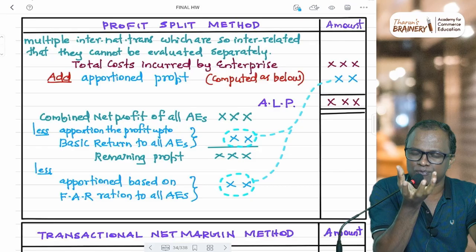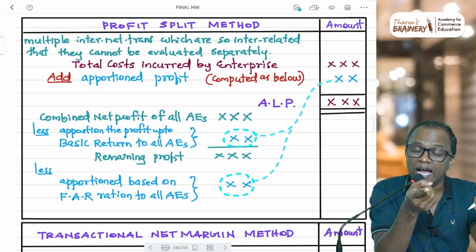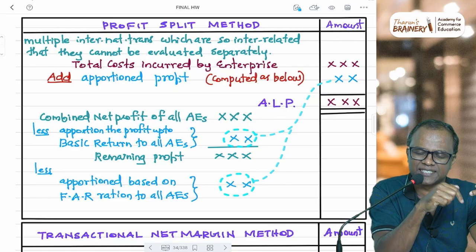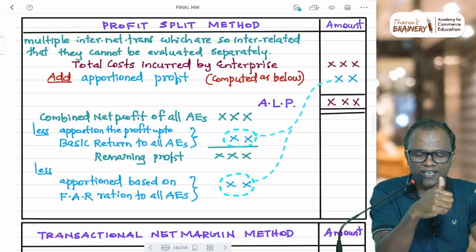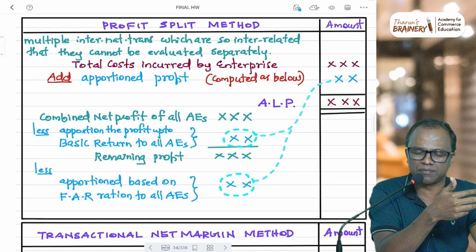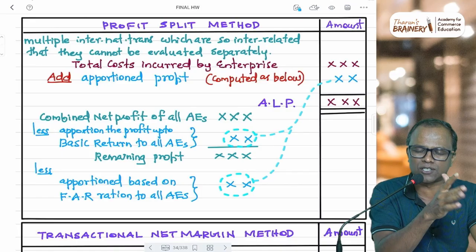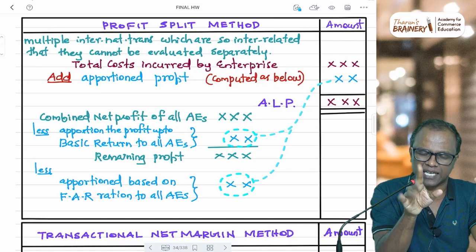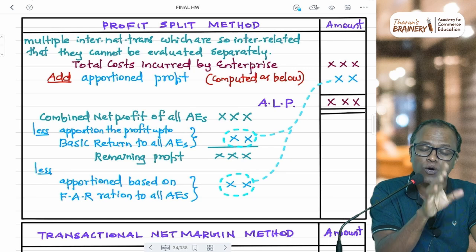And this share of profit should be added to the actual expenditure or actual cost incurred by each entity separately. So the Indian entity incurred a total of 1 crore rupees for this particular work, raw material production and procurement. Their share of the combined net profit based on FAR ratio is 30 lakhs. So 1 crore plus 30 lakhs, 130 lakhs is the amount they have to bill.